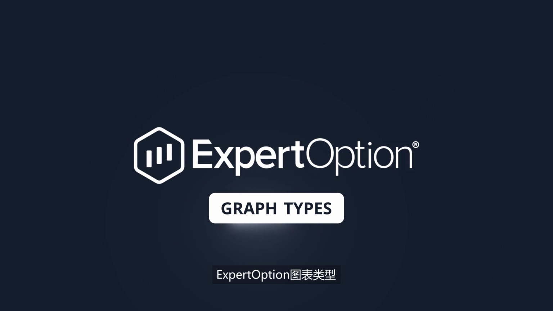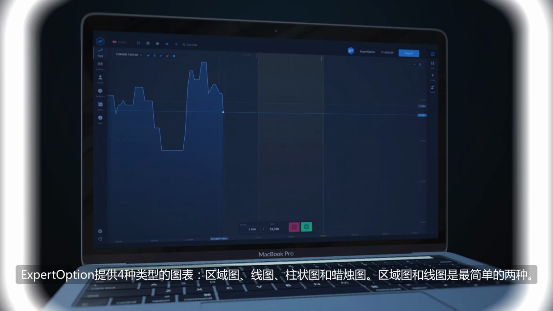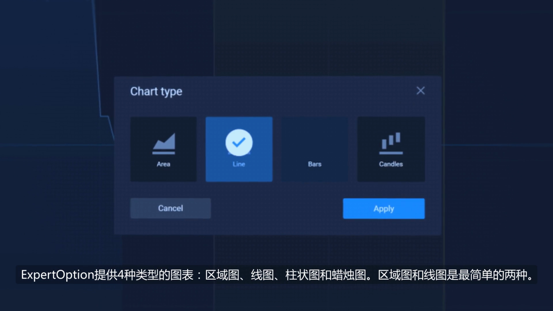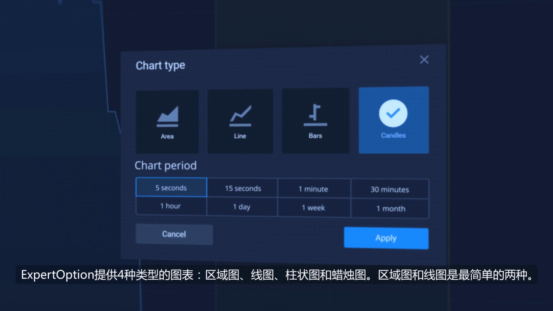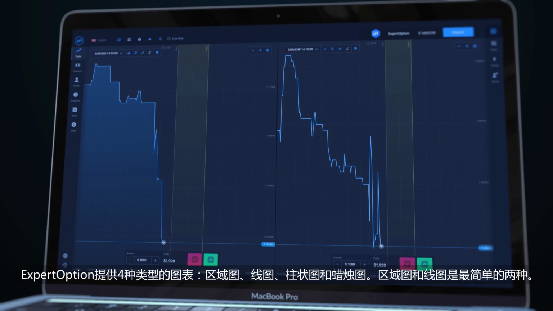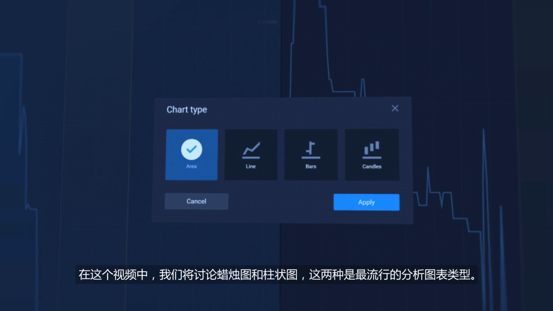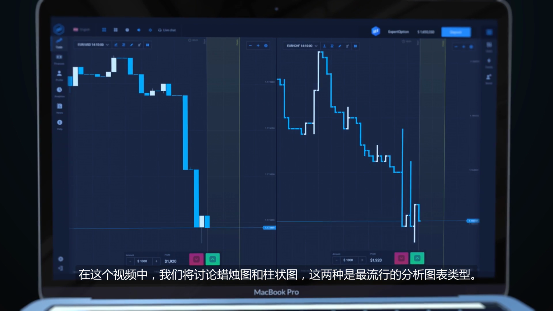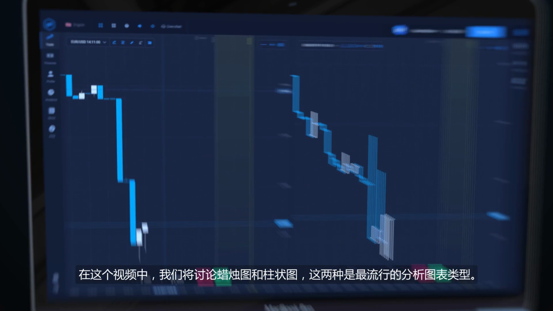ExpertOption graph types. At ExpertOption there are 4 graph types: area, line, bars and candlesticks. Area and line are the simplest ones. In this video we will talk about candlesticks and bars. They are the most popular chart types for analysis.